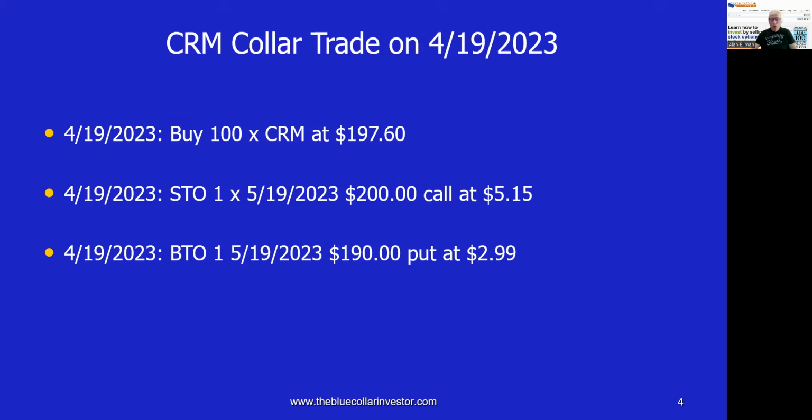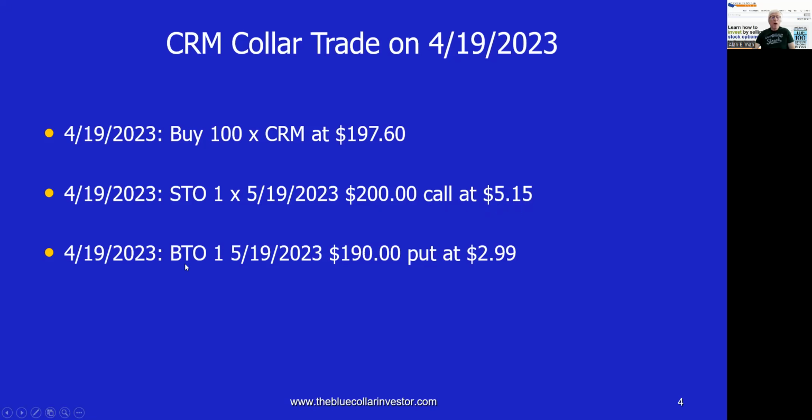So let's get started with CRM, which was trading on 4/19/2023 at $197.60. We purchase 100 shares. We're going to use one contract in this example. Once we own the shares, we can then sell the 5/19/2023 out-of-the-money 200 call at $5.15 per share, $515 for the one contract. This is going to be a 31-day trade, as you'll see in a moment. That will establish a ceiling at $200.